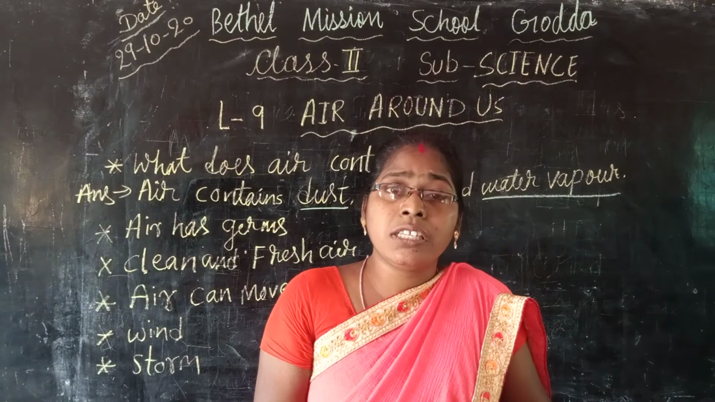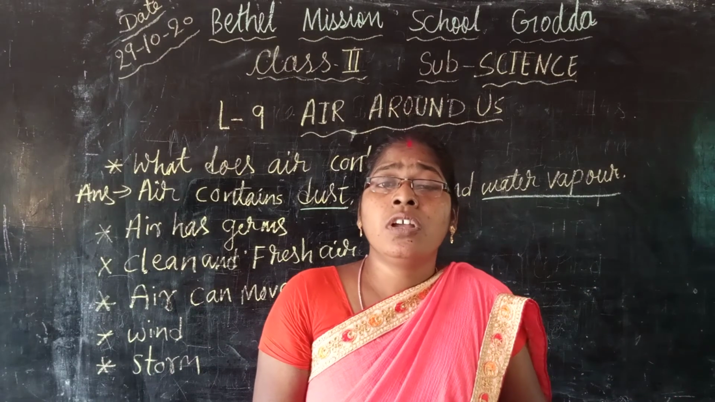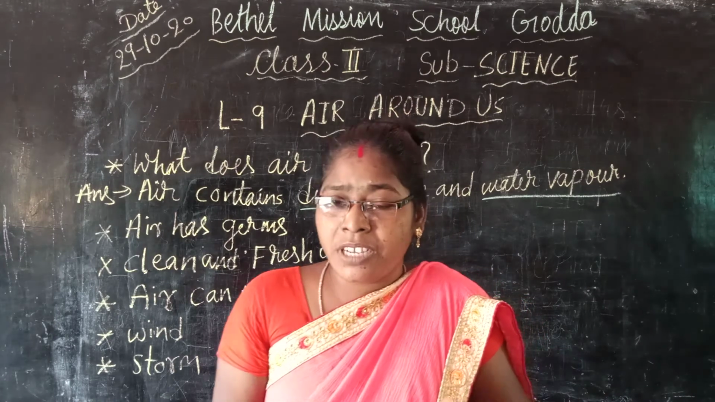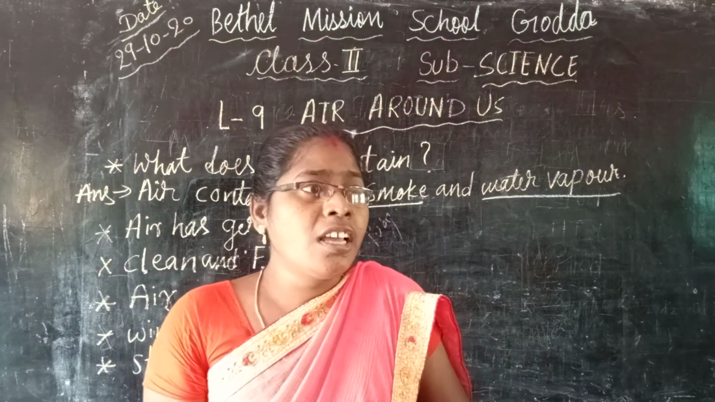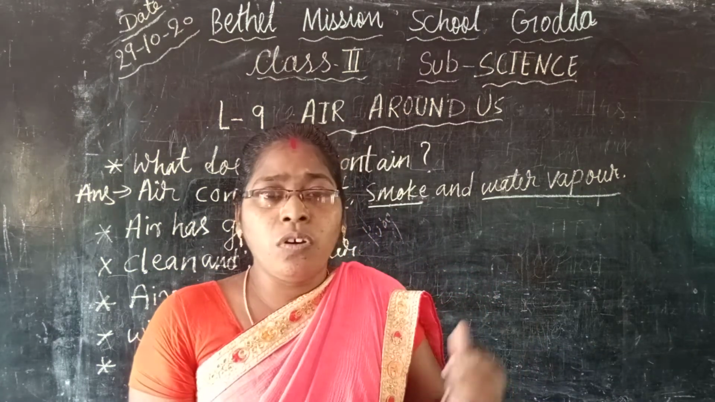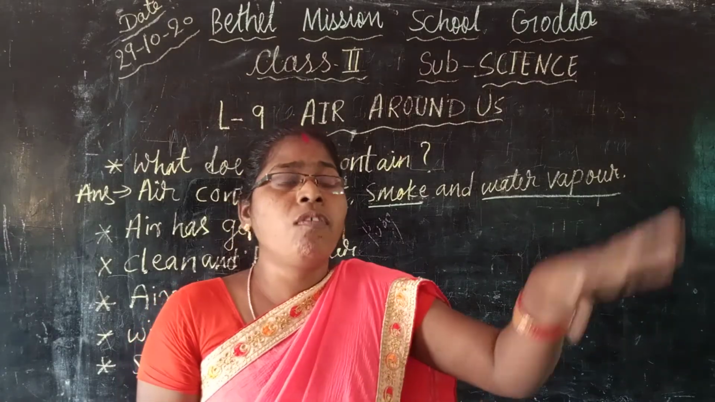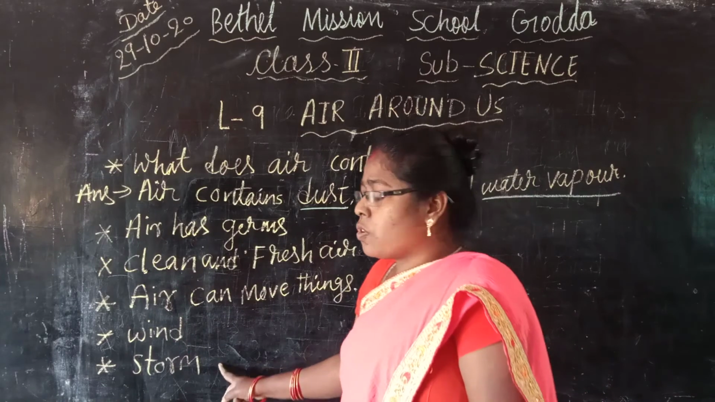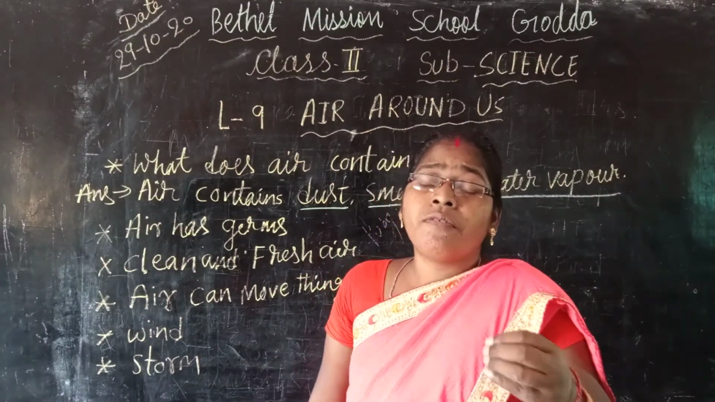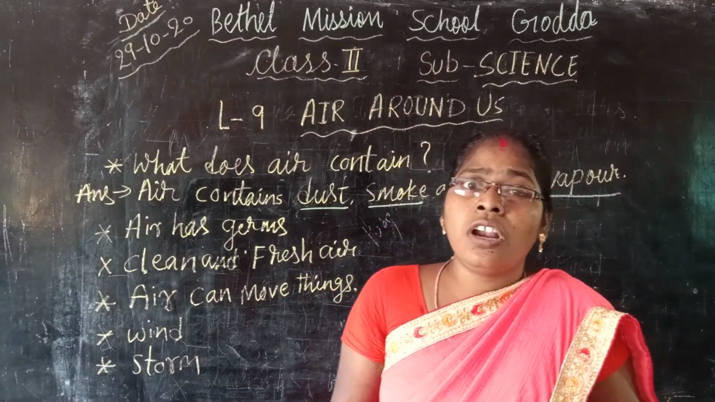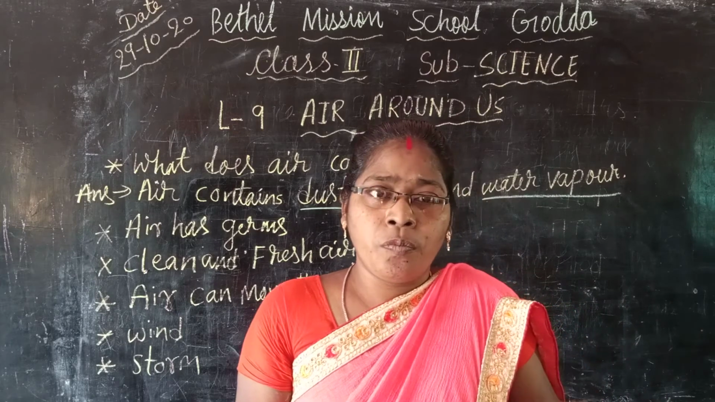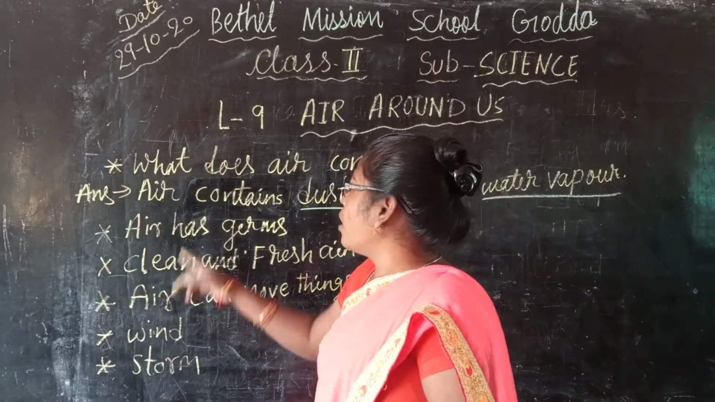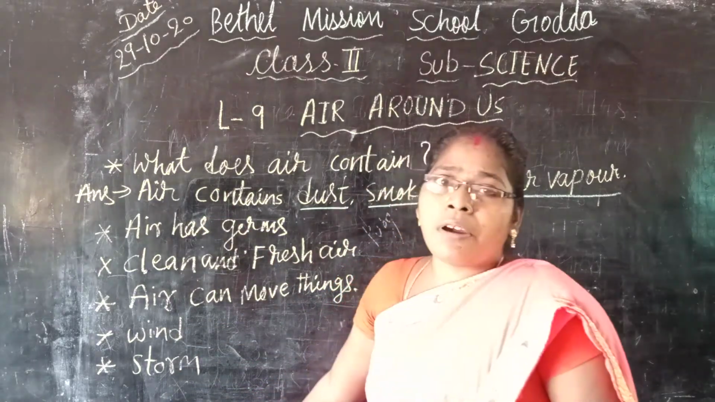And a storm can destroy many things, like uprooting trees and sheds, and our clothes fly away. So very fast moving air is called storm.